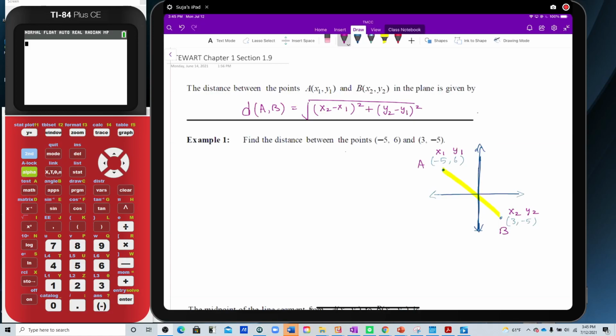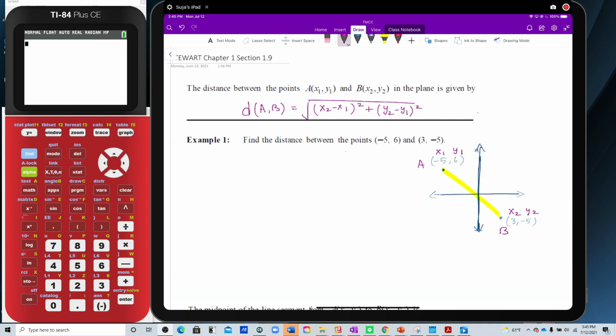In this first section, I will be doing this problem to find the distance between the 2 points. And this will be your first example problem in the reading assignment. You're given 2 points, (-5, 6) and (3, -5), and you need to find the distance between the 2 points. Look at the picture on the right where you have the yellow highlighted region, and that is the distance we are looking for.